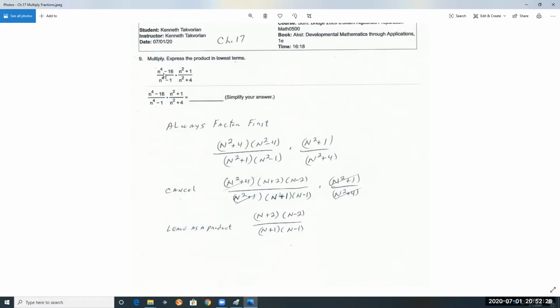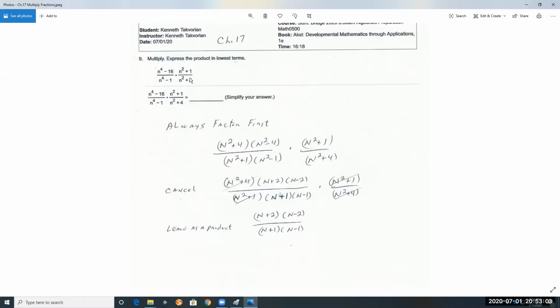So this first numerator is the difference of two squares, n squared plus 4, n squared minus 4. This further factors into n plus 2 times n minus 2. The denominator n fourth minus 1 factors into n squared plus 1 and n squared minus 1. This second factor factors further as n plus 1 and n minus 1. Notice there's no way that we can factor the sum of two squares, only the difference of two squares.